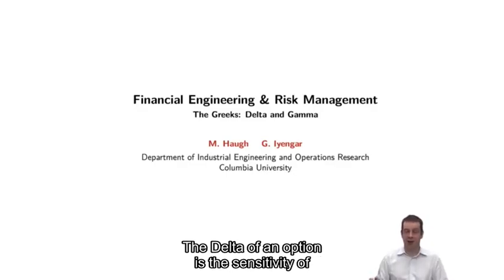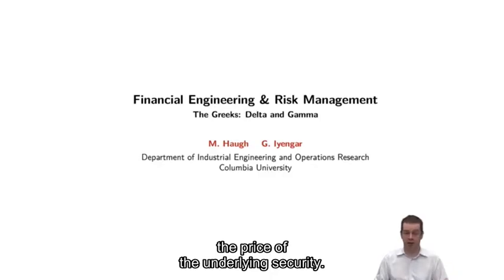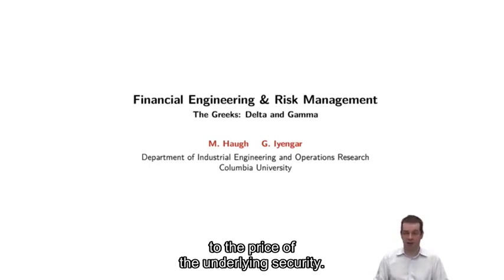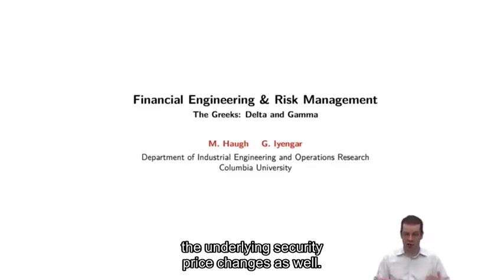The delta of an option is the sensitivity of the option price with respect to the price of the underlying security. The gamma is the sensitivity of the delta with respect to the price of the underlying security. So we're going to discuss the delta and gamma in this module and see how they behave as time to maturity changes and as the underlying security price changes as well.